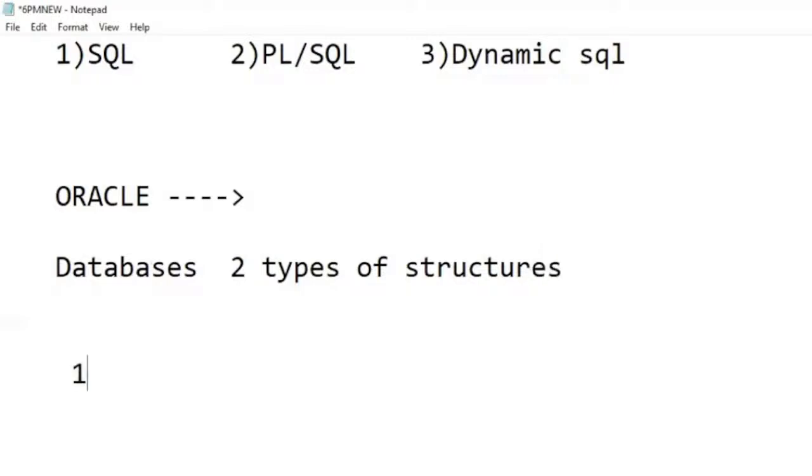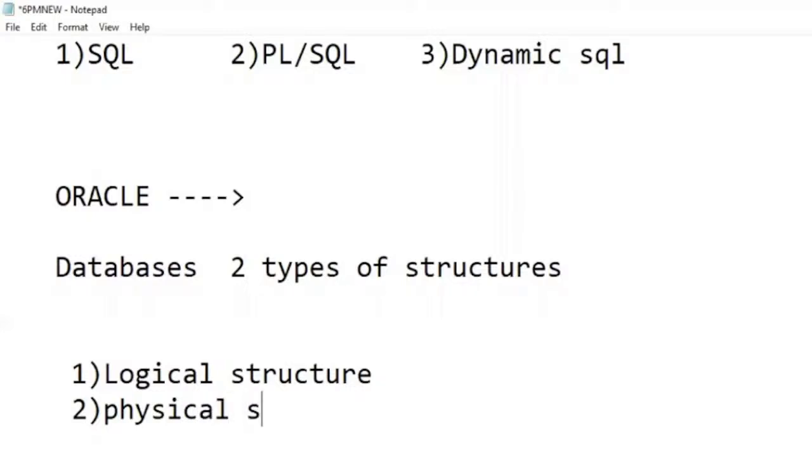Does anybody have an idea? Suppose you are taking Oracle, SQL Server, MySQL, DB2, any relational database software you are installing in your system, two types of structures are there. One is the logical structure. Database means it is a place where we can store structure. Another one is the physical structure.